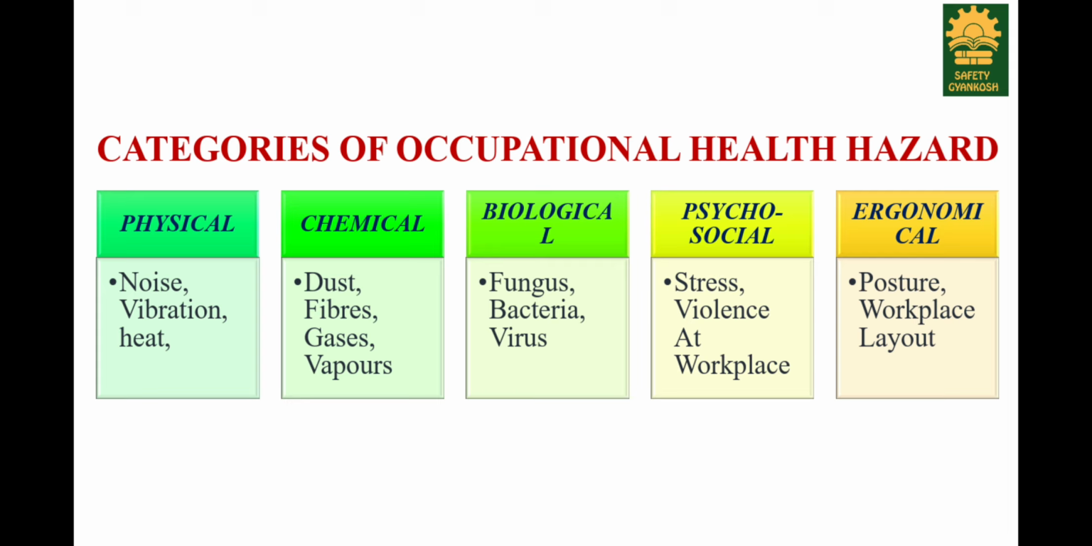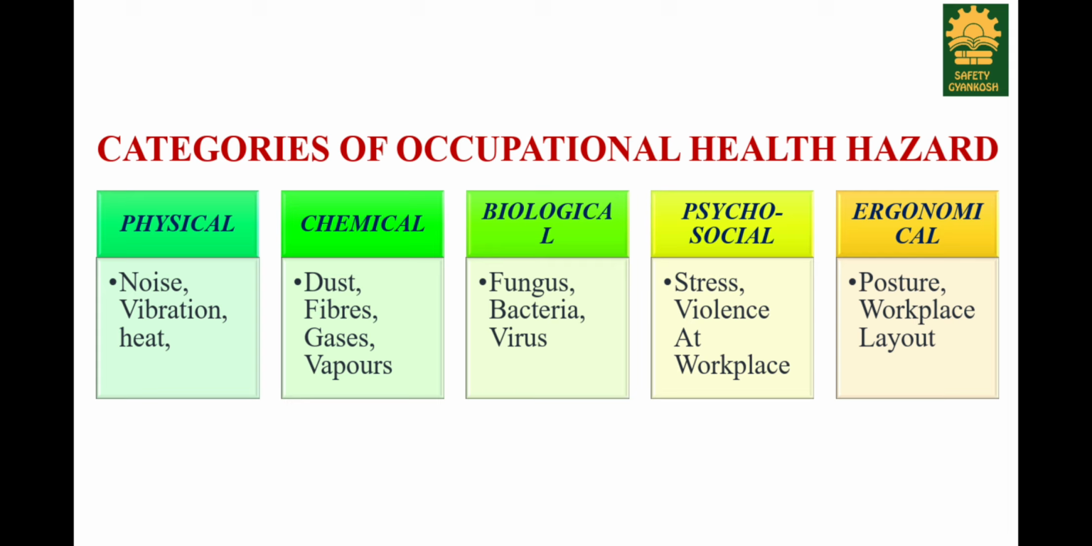Ergonomical hazards basically include the posture and workplace layout. It deals with your body posture. For example, you are continuously sitting. For example, you are shifting material, you are picking a material from the ground, you are standing, and then you are keeping it at a distance above your height. So it means it's a repetitive motion that can cause hazard in the long term, which is also known as musculoskeletal disorder.